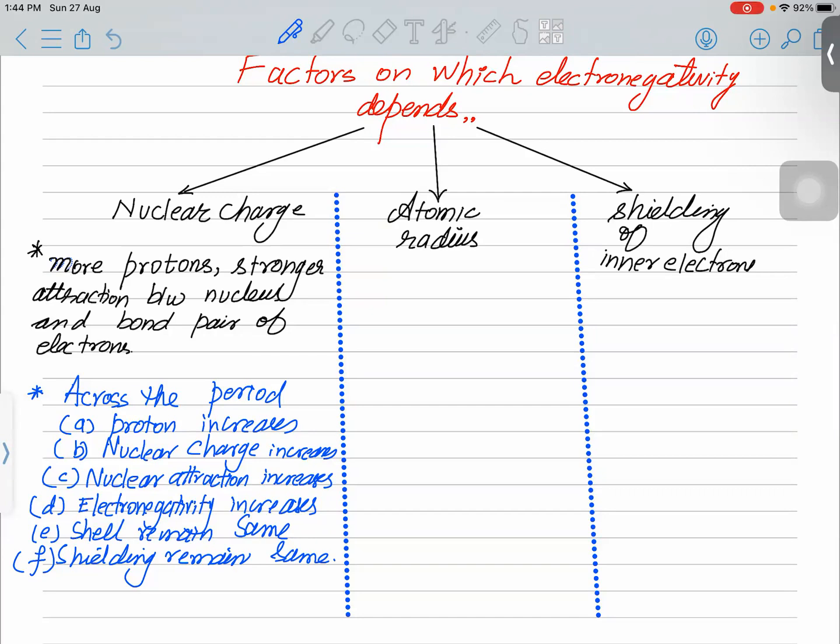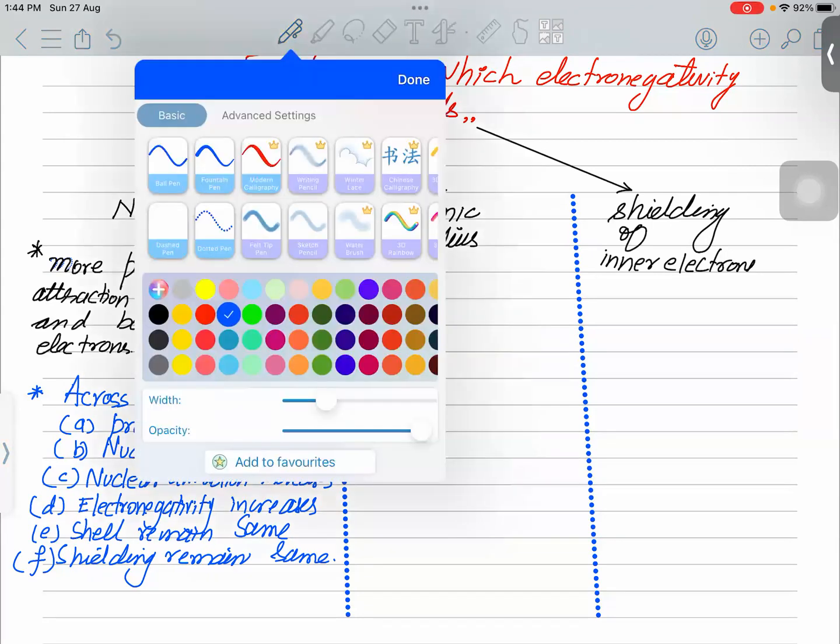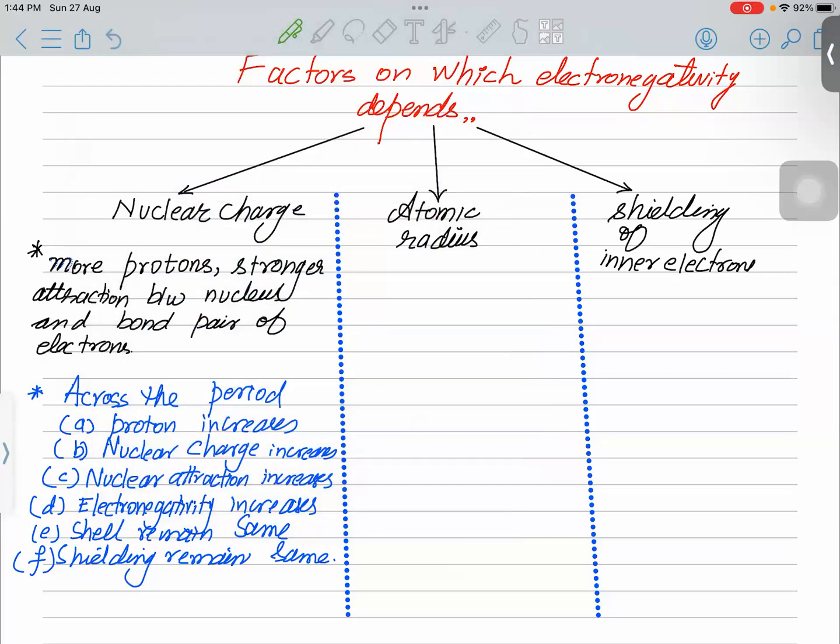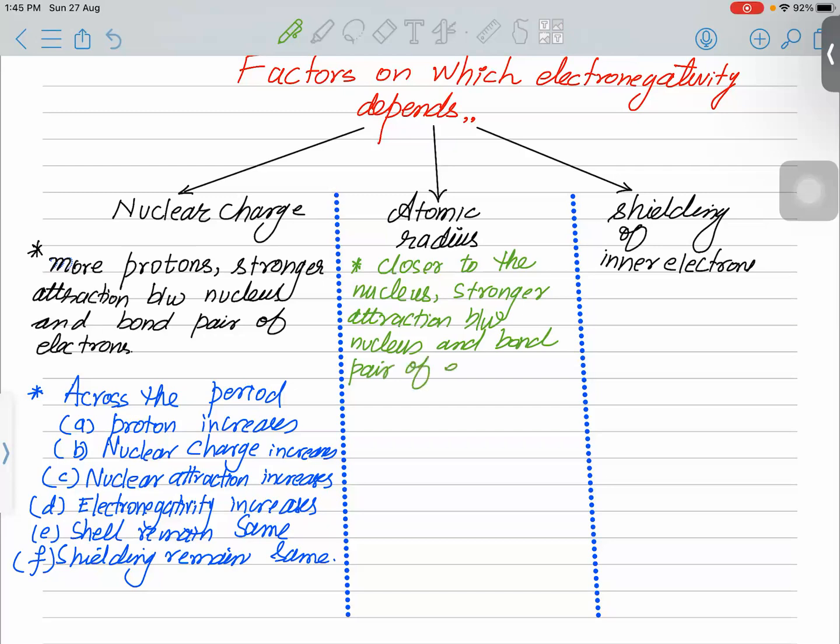Now, atomic radius. Closer to the nucleus, a stronger attraction between the nucleus and the bond pair of electrons. Now next, same.